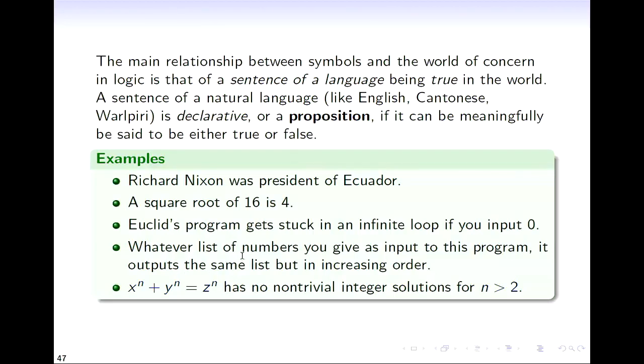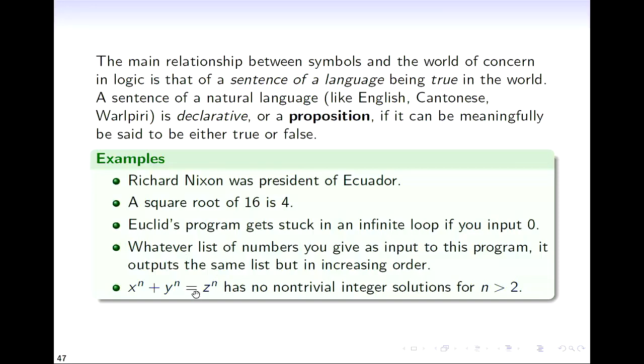Statements that we as computer scientists are often interested in are properties about a program. For example, we might have written a sorting program that sorts numbers, and then the statement would say whatever list of numbers you give as input, it outputs the exact same list, but with all the numbers in increasing order. If your program is correct, then it would satisfy this statement.